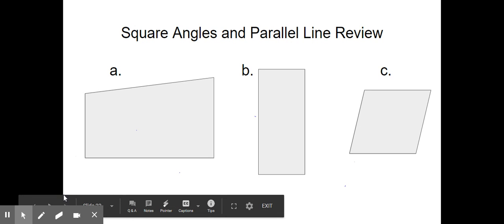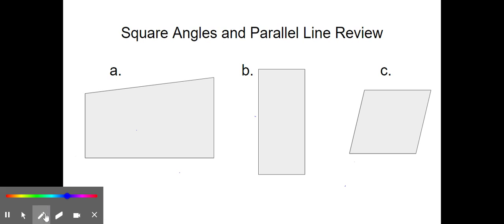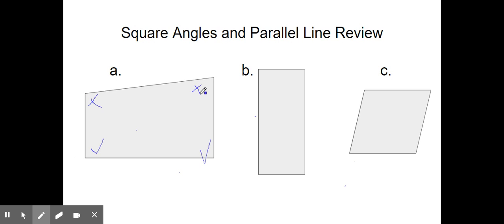Shape A has some square angles. This angle is square, and this angle is square. But these angles are not square angles. Let's look at shape B. Does shape B have square angles? Shape B has all square angles.